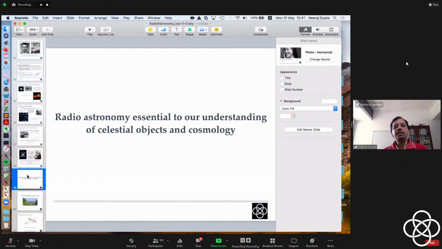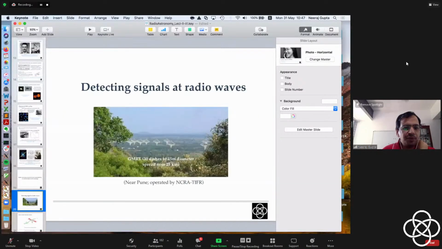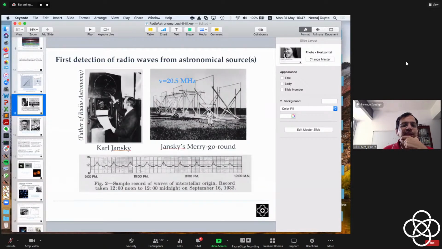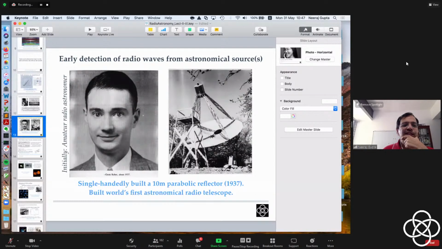So radio astronomy has played a very important role in our understanding of various celestial objects and also cosmology. So it has a very broad impact. If we talk about what we have to do to detect radio waves, you already have some idea of it, because we have talked about the kind of experiment that Jansky was doing, then the type of telescope that Grote Reber developed, right?